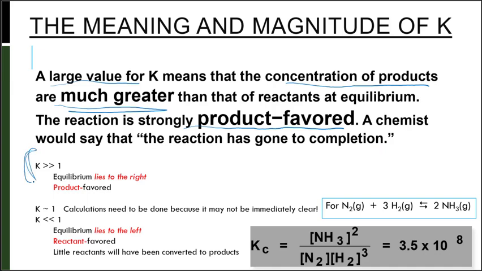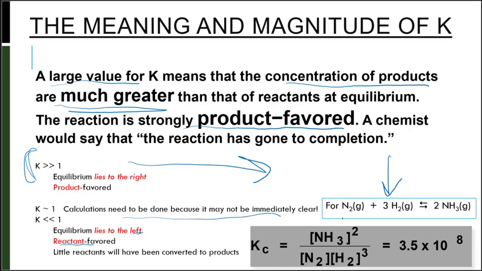So again, if my K is greater than 1, equilibrium lies to the right and it's product favored. So a large K means it's going to the right, and to the right are my products, so product favored. If K is less than 1, the equilibrium lies to the left, which means it's reactant favored. Little reactants will have been converted to products. And if it's about 1, then we need to do the calculations because it may not be immediately clear.